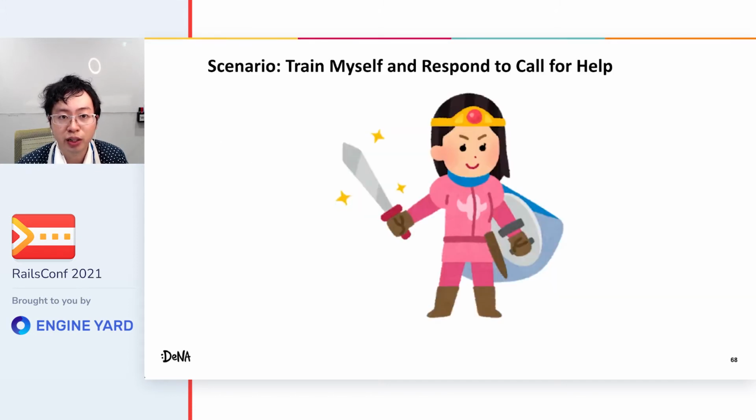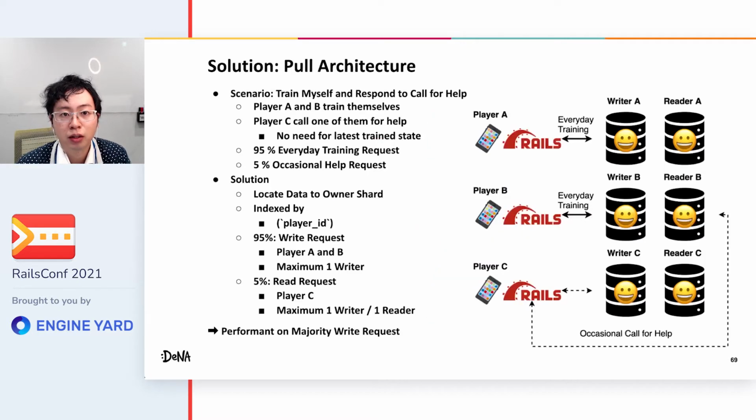The first scenario is train myself and respond to call for help. In this scenario, player A and player B train themselves. Then player C calls one of them for help. Here, there is no need for the latest trained state. The requests consist of 95% everyday training requests and 5% occasional help requests.